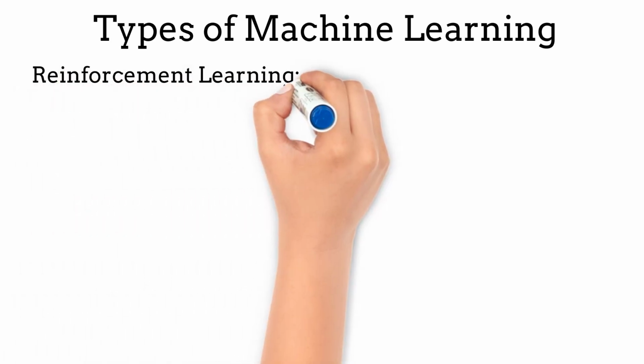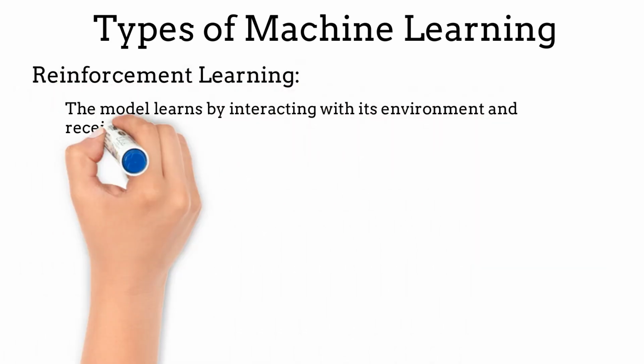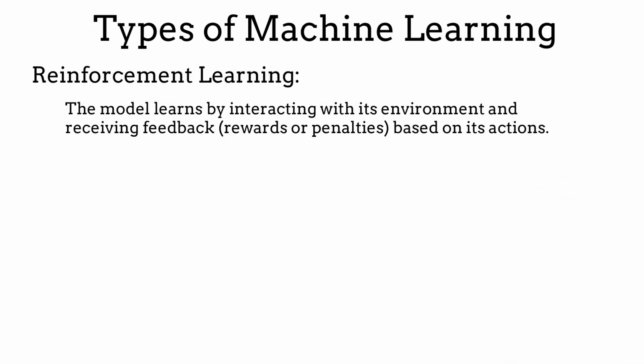Reinforcement learning is a bit different. Here, the model learns by trial and error. It takes actions, gets feedback, rewards or penalties, and improves based on that feedback. It's almost like training a pet. You reward good behavior and correct bad behavior.